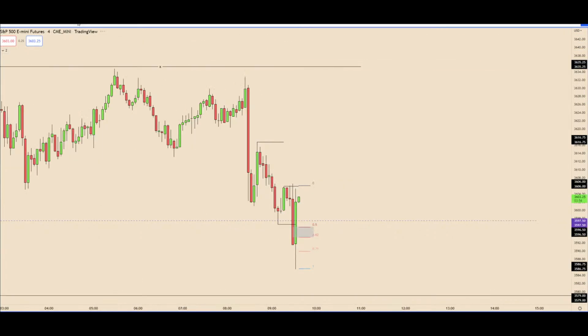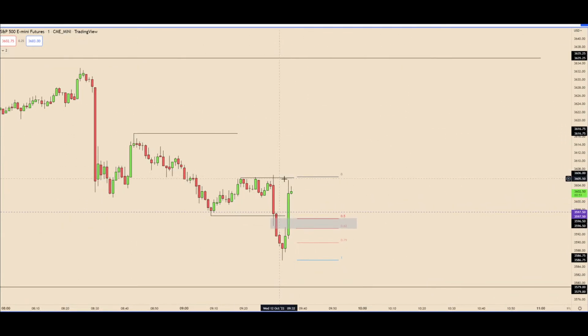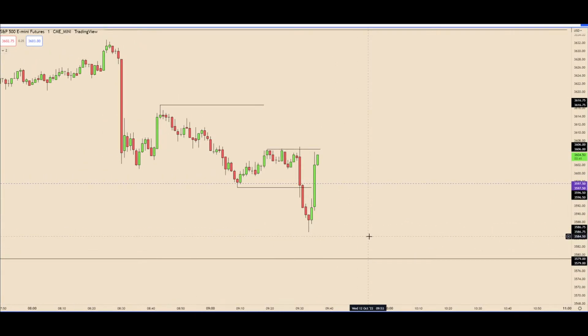But we'll see what happens. We need to displace over these highs or else I'm not too interested in this one. If this would have occurred down here, I would be all over it. But the fact that we didn't run the lows I wanted to.